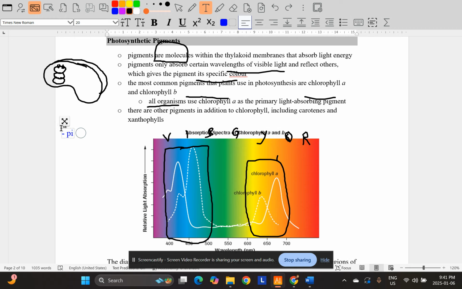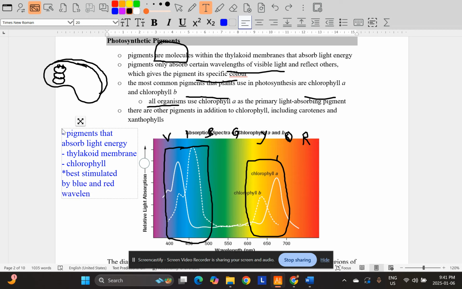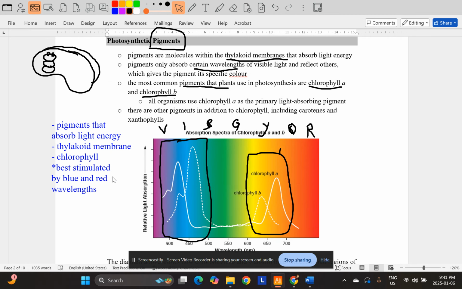Key points: there are pigments that absorb light energy. These pigments are found in the thylakoid membrane. The most common ones are chlorophyll, and the light that best stimulates them is the blue and red wavelengths of light. Okay, so they're best stimulated by the blue and red wavelengths.